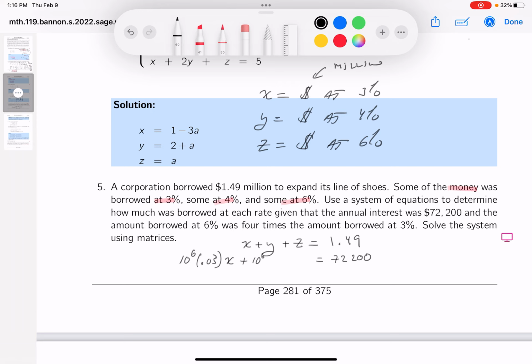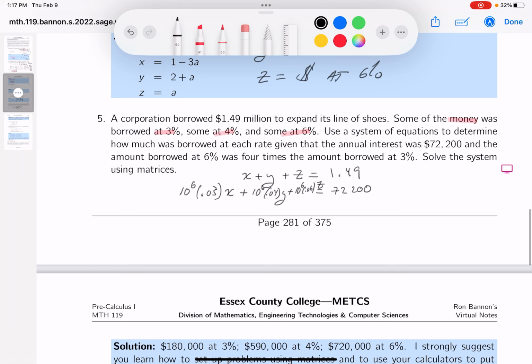And then what do you get? The interest rate is 0.04. That's going to be Y times 10 to the 6. And that's going to be 0.06 Z. I'll clean this up in a moment. All right? And then let's keep reading it. It goes on to say, use this equation to determine how much money was borrowed at each rate given that the annual interest, and the amount borrowed at 6%. Well, the amount borrowed at 6% is actually Z. So the amount borrowed at 6% was 4 times the amount borrowed at 3%, and that's going to be X.